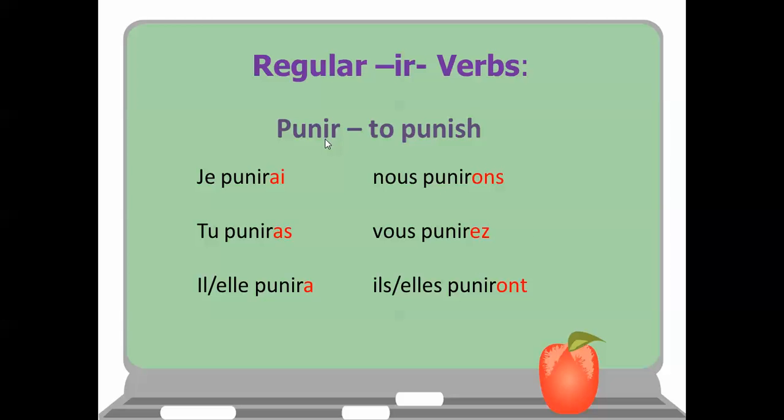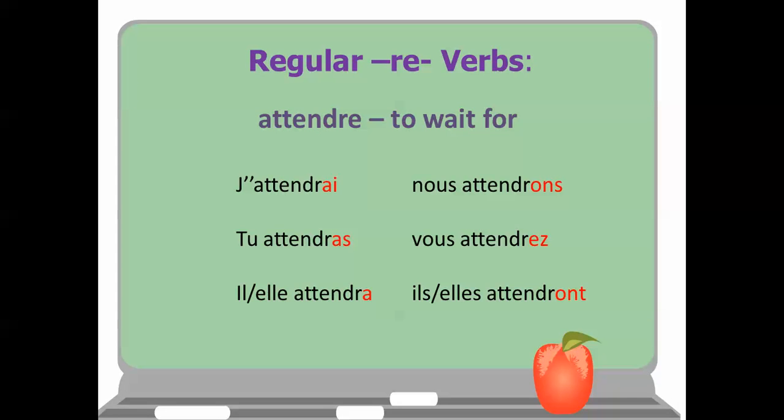Here, a regular IR verb, once again, punir, that's the infinitive. You can see very clearly that that's what you use as the stem or the root to which you add your endings. Regular RE verbs are a little bit different. Notice up here, attendre ends in RE, but when you look down here, notice that the E is missing. So, for regular RE verbs, you have to drop the E before you add the future endings.